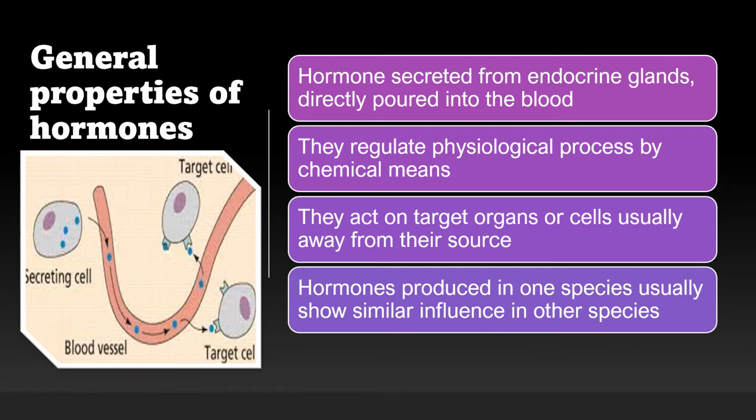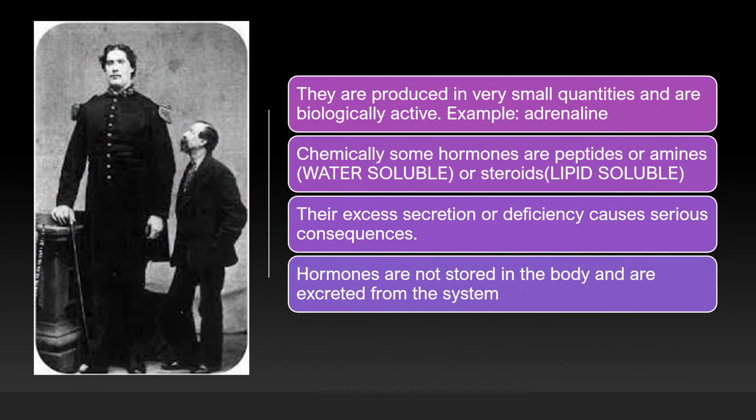Let us discuss the general properties of hormones. Hormones secreted from endocrine glands are directly poured into the blood. Here you can see, they regulate physiological processes by chemical means. They act on target organs or cells, usually away from their source. Hormones produced in one species usually show similar influence in another species. The next point, they are produced in very small quantities and are biologically active.